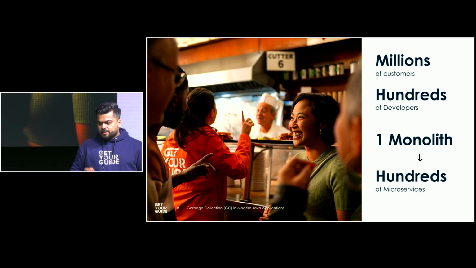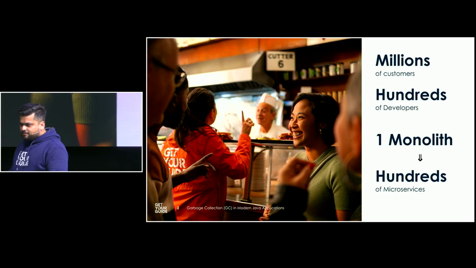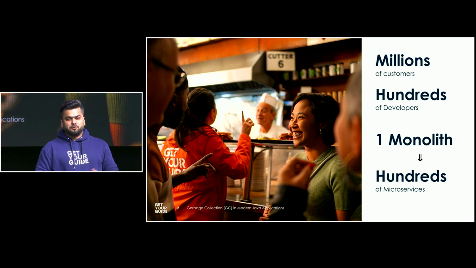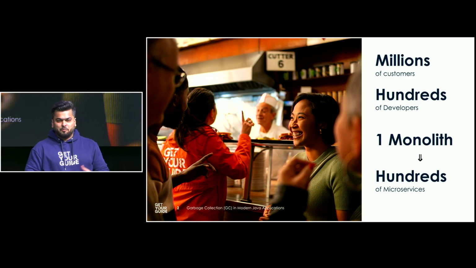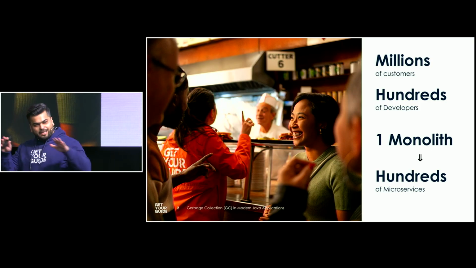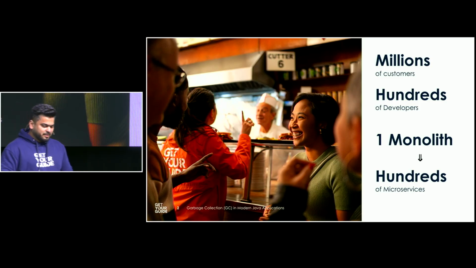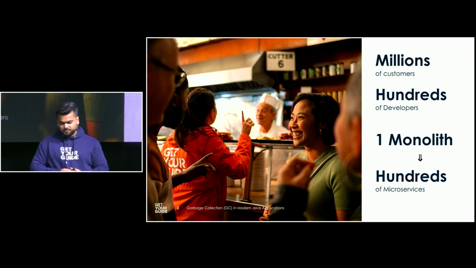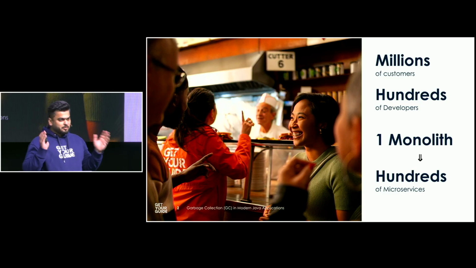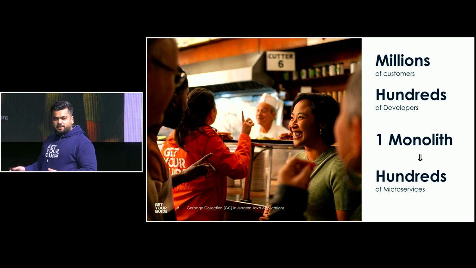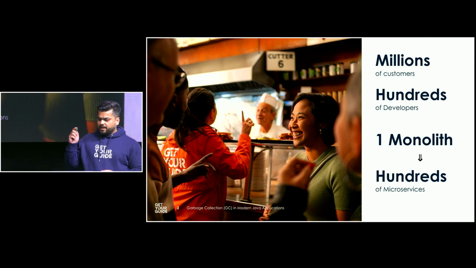So Get Your Guide, like any other company, started with a monolith. Everything was working well. But during the pandemic, we basically had no bookings coming in, it was like zero bookings. The company decided that instead of shutting down the operations, let's prepare ourselves for the post-pandemic travel demands. So what we did, we split one big fat monolith into hundreds of microservices, and now hundreds of engineers at Get Your Guide are working with those hundreds of microservices.